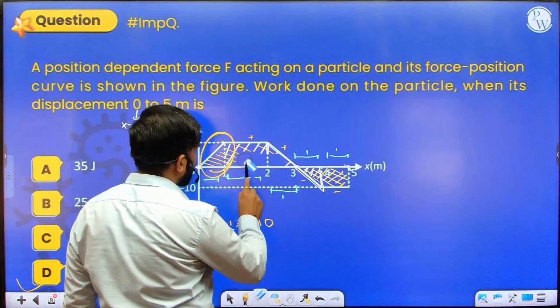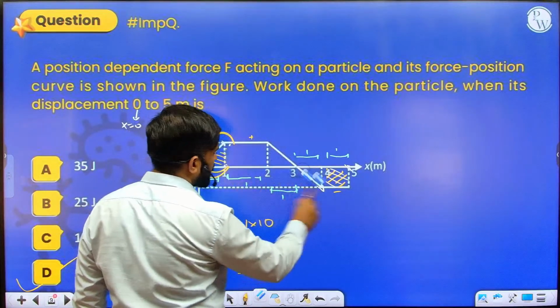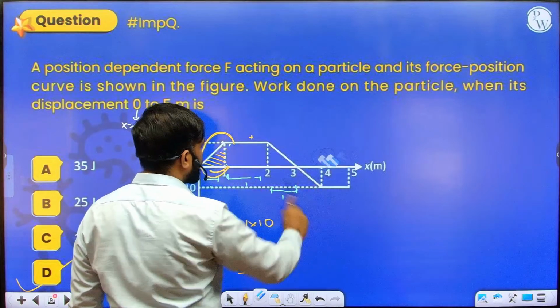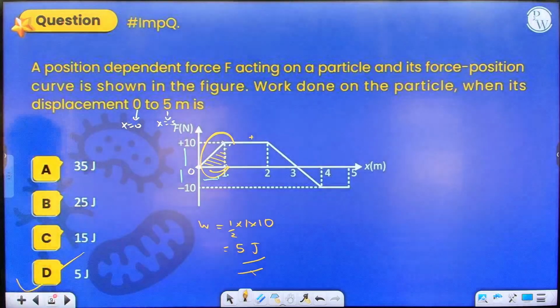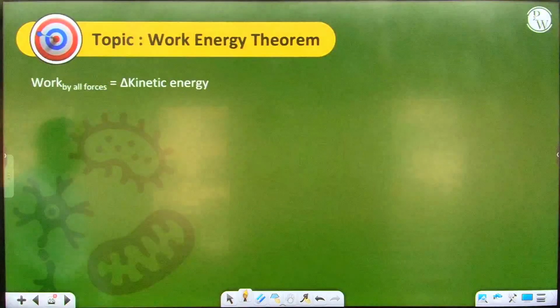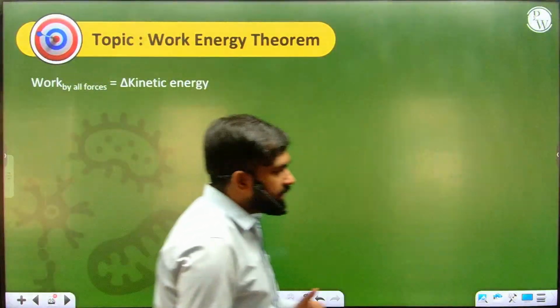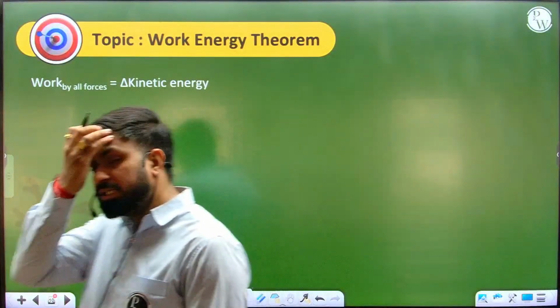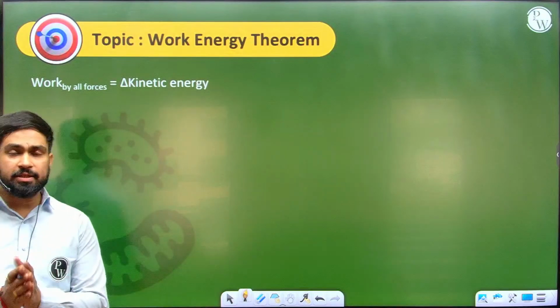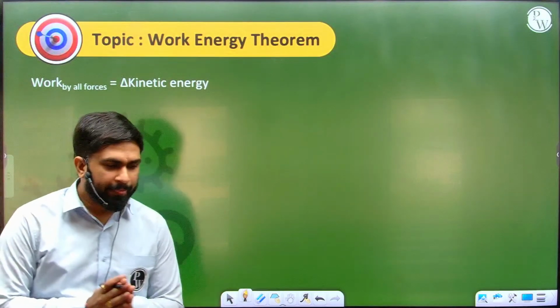But always try to simplify the problem first before increasing the calculation. I need to always do minimal calculation as possible. Check. Now, there was a problem which was discussing the work energy theorem. Okay, now let's discuss what is work energy theorem.